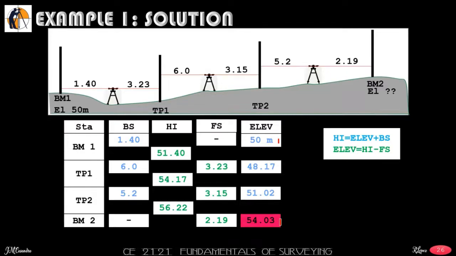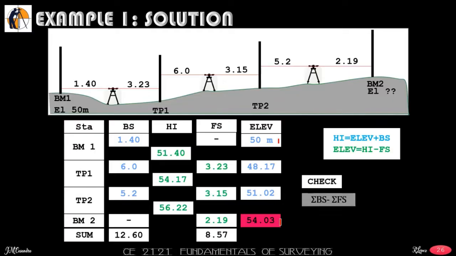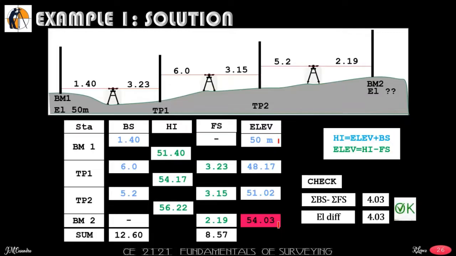So for our checking, we add up our backsights, 12.6, and our foresights, 8.57. For checking, we determine the difference of your backsights and foresights and the difference in elevation. The difference in your backsights and foresights is 4.03. The difference in elevation of benchmark 1 and benchmark 2 is also 4.03. So therefore, it is okay.